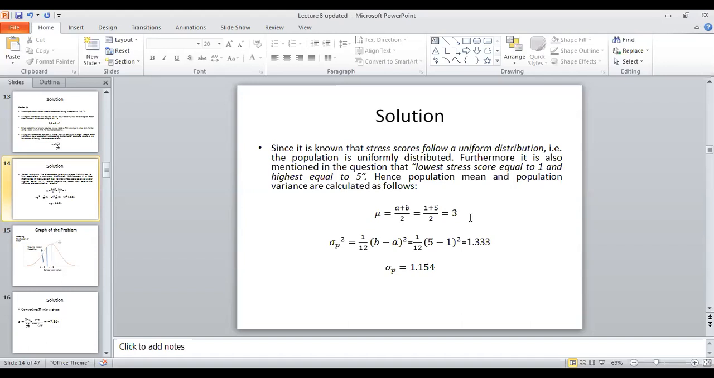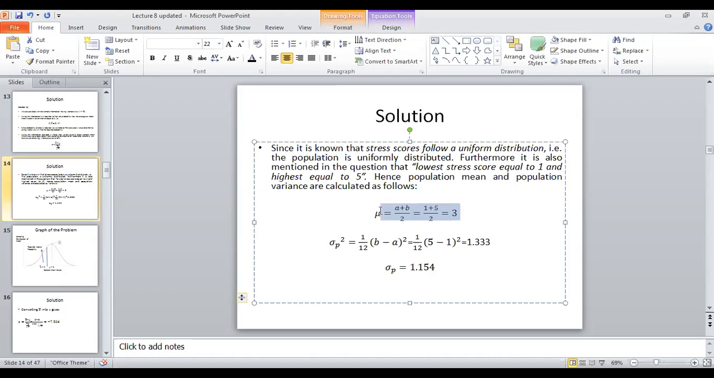Because we have seen just now in the previous slides that the population mean, if it belongs to a uniform distribution, is a plus b upon 2. That is, the sum of the minimum and maximum values divided by 2. And if you do this calculation, it's simple. We get a value which is 1 plus 5, 6 upon 2, which is 3.